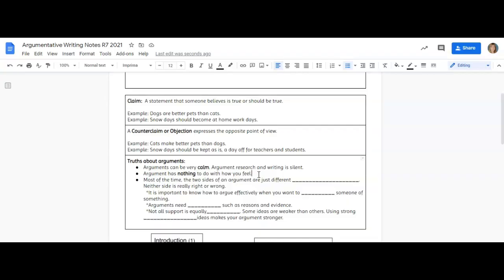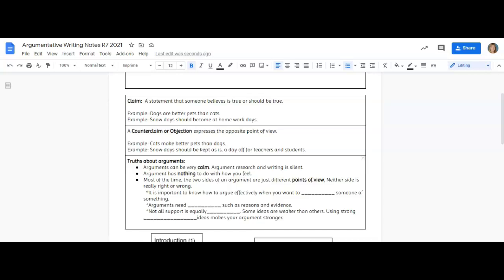Next, most of the time, two sides of an argument are just different points of view. We all come from different backgrounds and different experiences. And as long as a reasonable person could argue the other side, it's pretty much a point of view. And again, if a reasonable person cannot argue the other side, then it is just a fight or a ridiculous conversation. Neither side is really right or wrong.